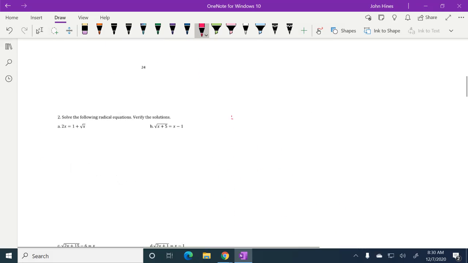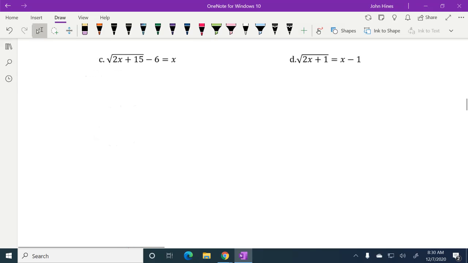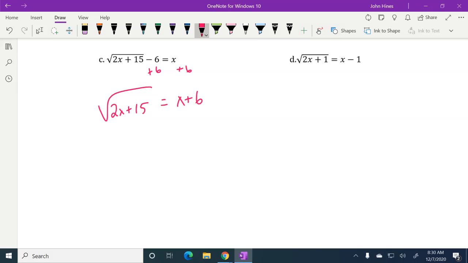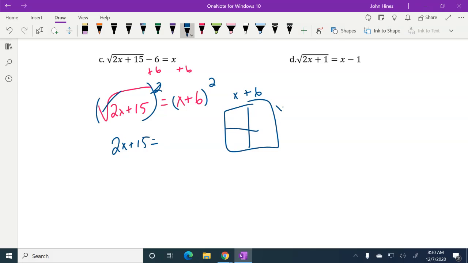So let's slide on through and look at C and D on page 25, these two that we didn't get to yesterday. So again, our game plan is to get the square root by itself. So the first thing I need to do is add 6 to both sides. Then how do I undo square rooting? Well, I need to square both sides. So 2x plus 15 equals, well, you need to make a box for this. x plus 6, x plus 6. x squared plus 12x plus 36.